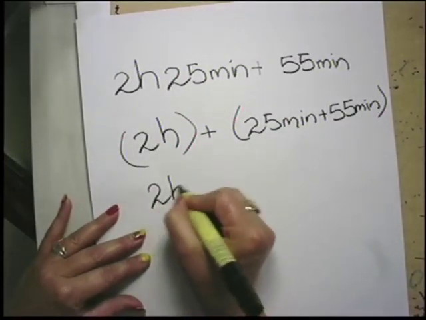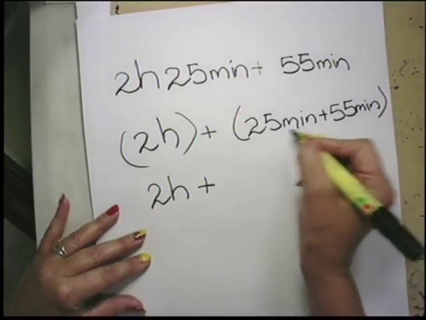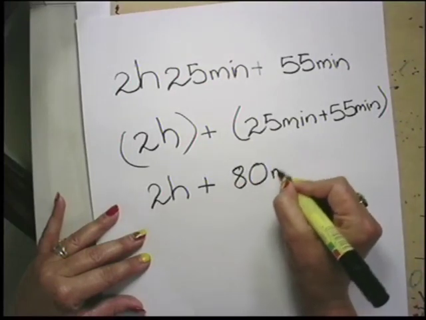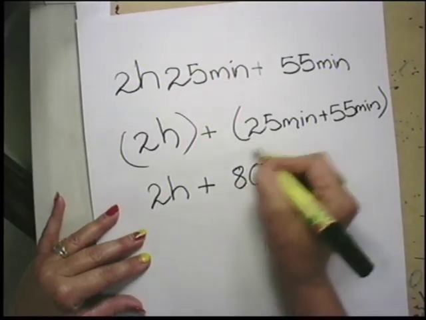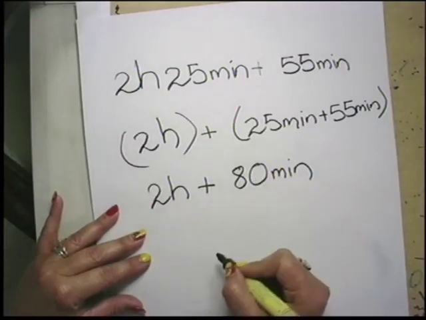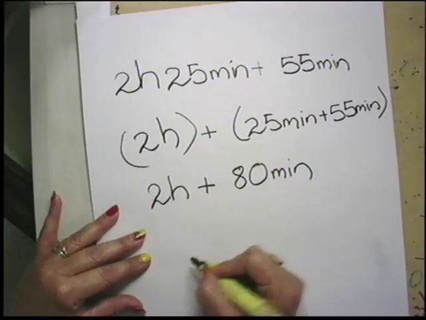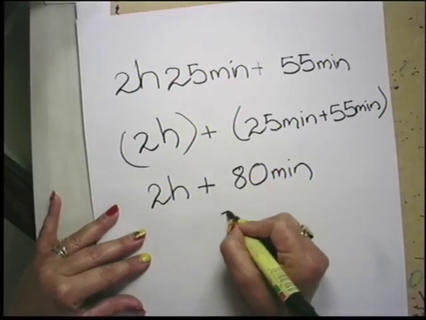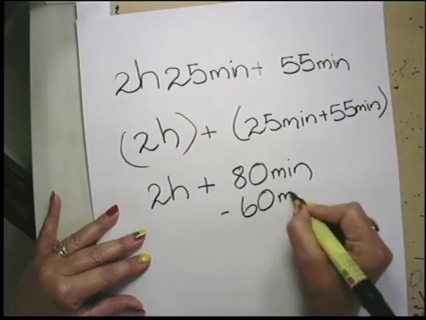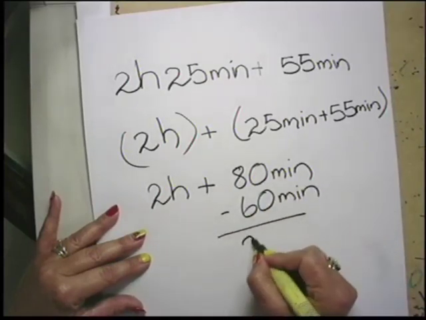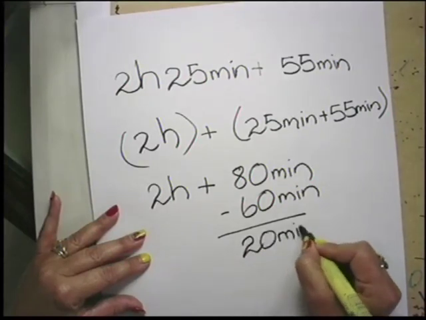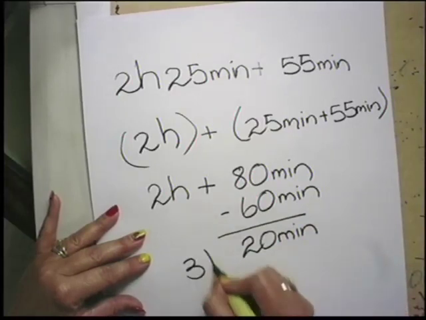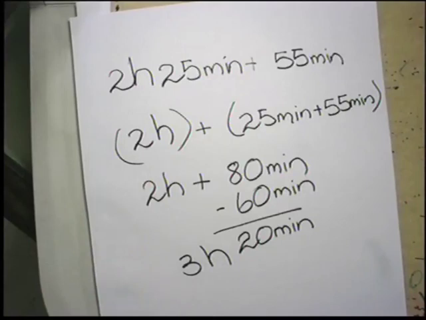25 plus 55 gives me 80 minutes. What do I observe here? 80 minutes is more than an hour, because I know 1 hour is equal to 60 minutes. So now I subtract my 60 minutes, which means another hour. I have 20 minutes left. That 60 minutes is another hour. So now I will have 3 hours and 20 minutes.